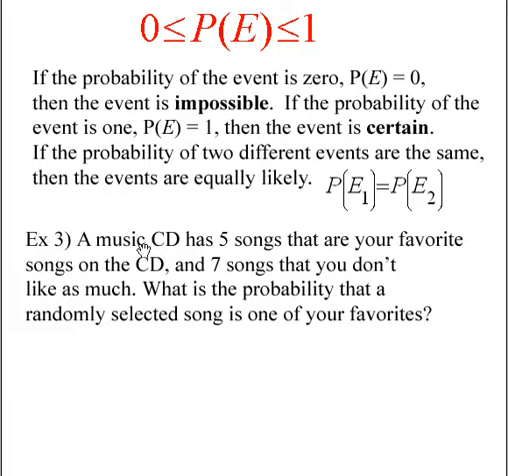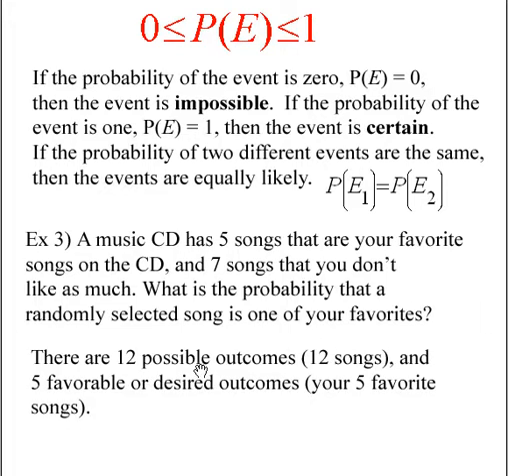But let's say that a particular music CD has 5 songs that are your favorite and 7 you don't like as much. And if you hit that randomize button on your CD player or your music player, what's the probability that a randomly selected song turns out to be one of your favorites?